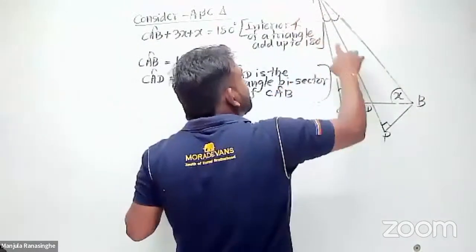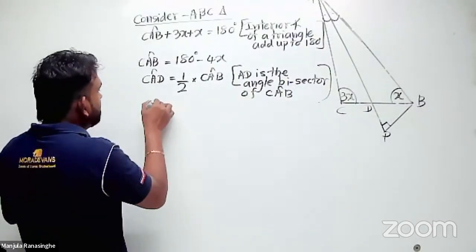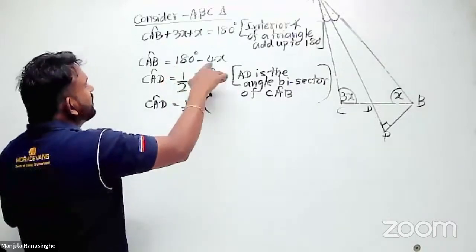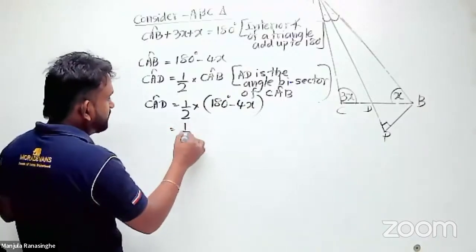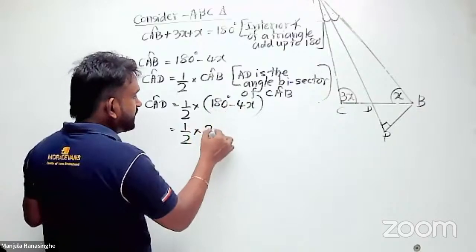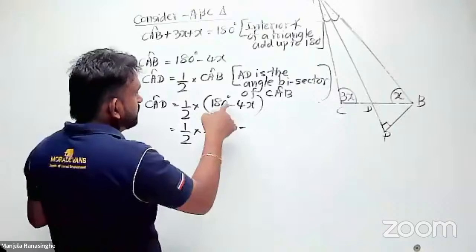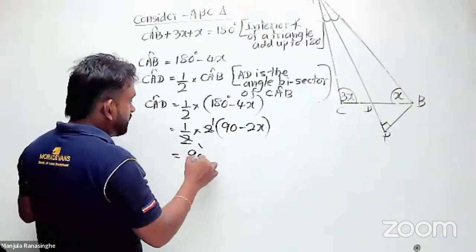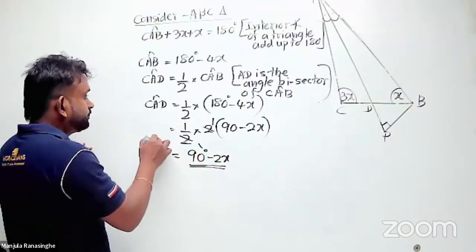CAD equal half of CAB because AD is the angle bisector. Now CAB found as 180 minus 4x. Then half of that. You take common factor here. Both are having common factor 2. 2 taken out. Then 90 minus 2x. 2 simplified. Then you have 90 minus 2x. That is the CAD angle.